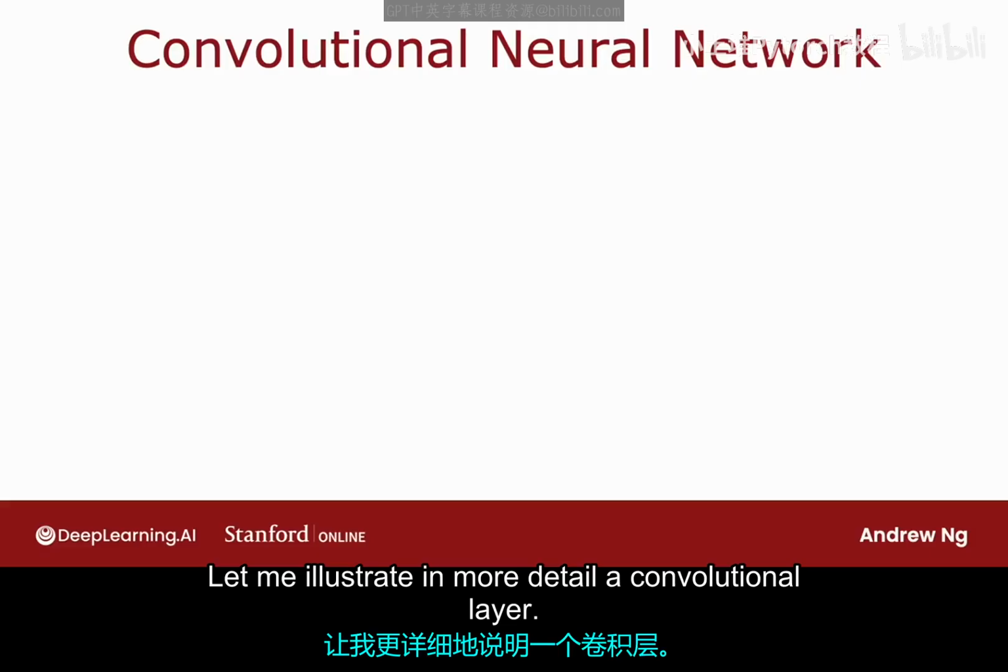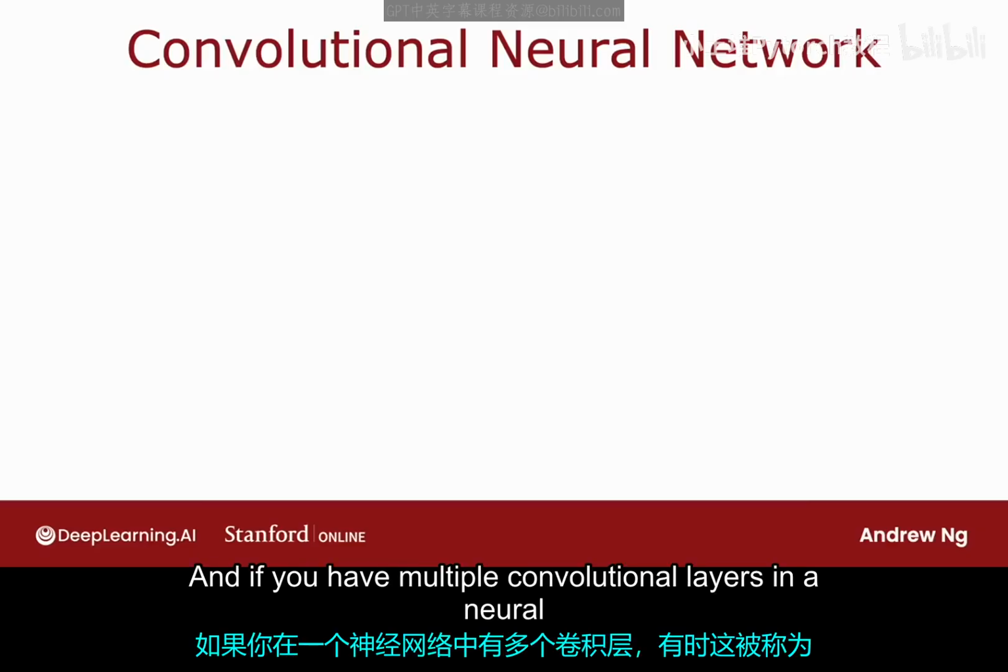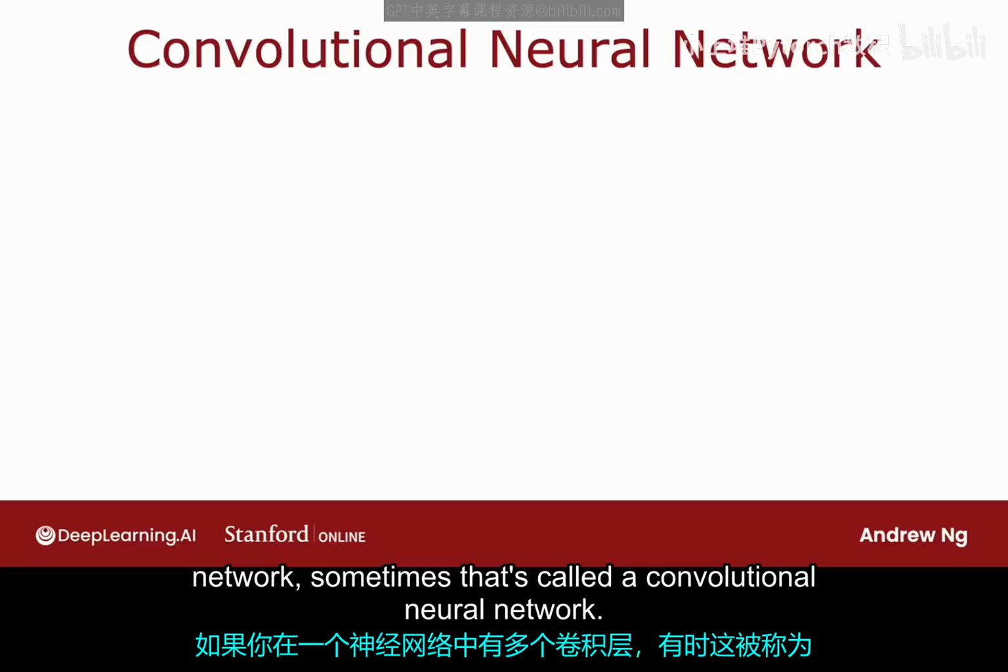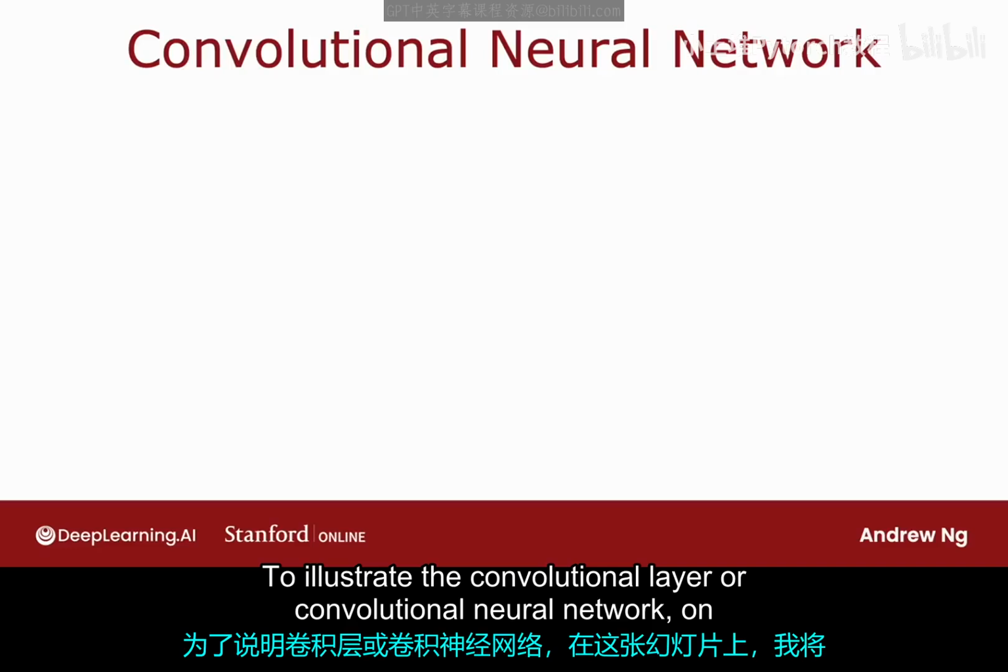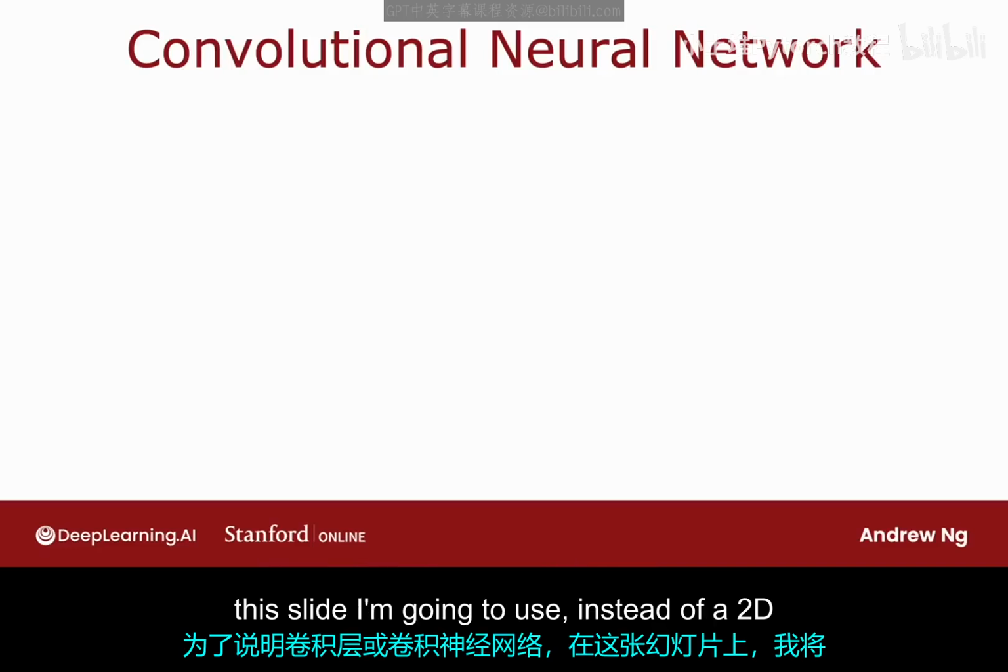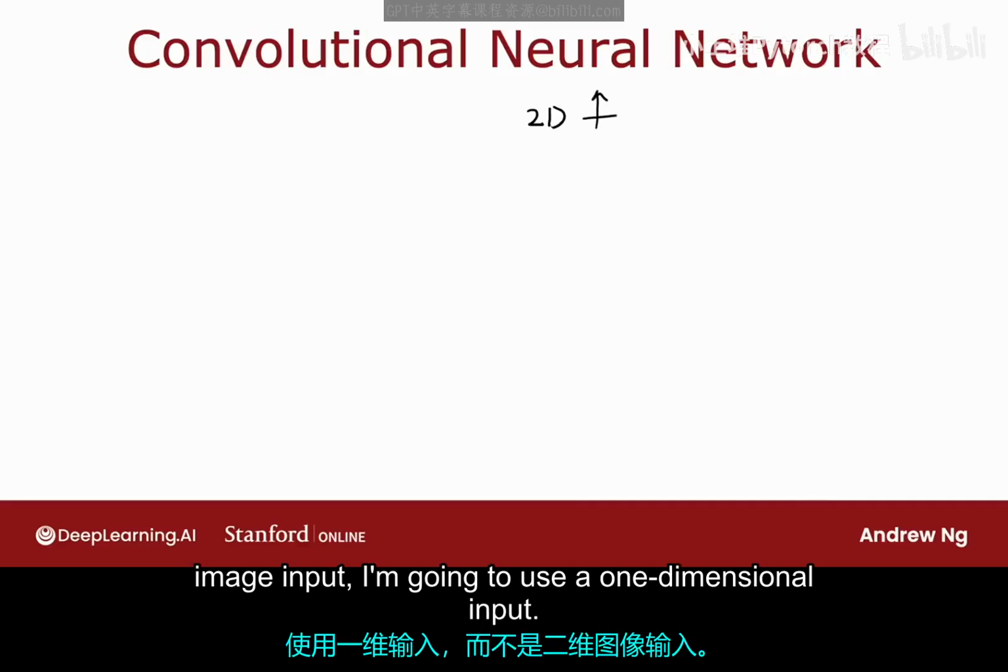Let me illustrate in more detail a convolutional layer. And if you have multiple convolutional layers in a neural network, sometimes that's called a convolutional neural network. To illustrate the convolutional layer or convolutional neural network, on this slide, I'm going to use, instead of a 2D image input, a one-dimensional input.